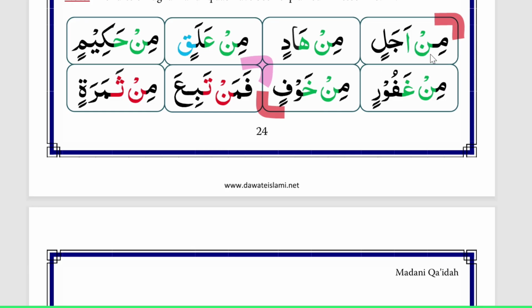So you don't need to make ghunna while pronouncing these six words, because if a halqiya letter comes after noon sakina, or if a halqiya letter comes after tanween, then izhar will be done, which means ghunna will not be done.